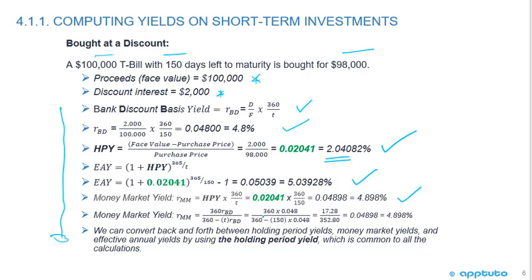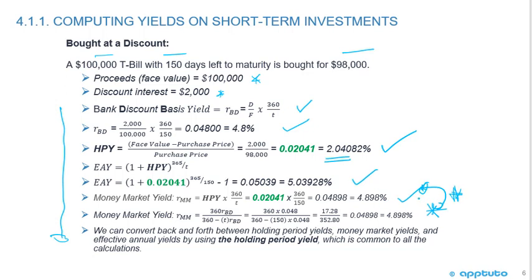4.898%. And don't forget, I said this is an important one, we can also write the money market yield as 360 times the bank discount yield, which we calculated up here, the 4.8%, divided by 360 minus the number of days, t, times that bank discount yield. And that's going to give us 4.898%, which is the same. But there's two different ways that you can calculate that.